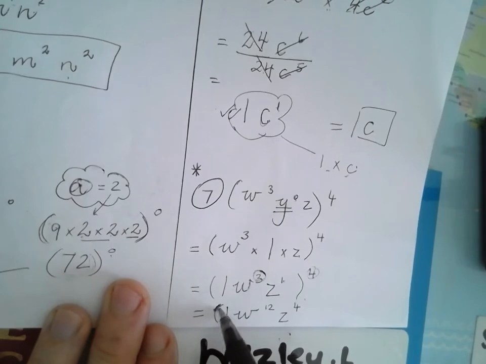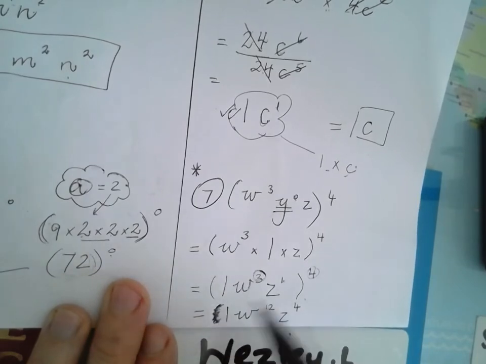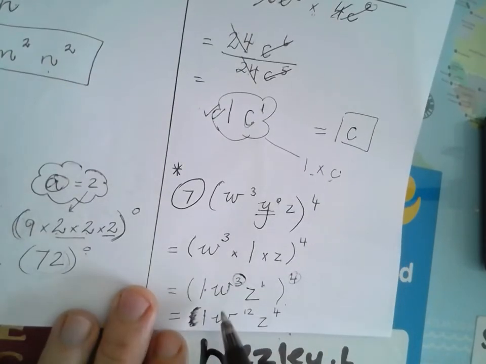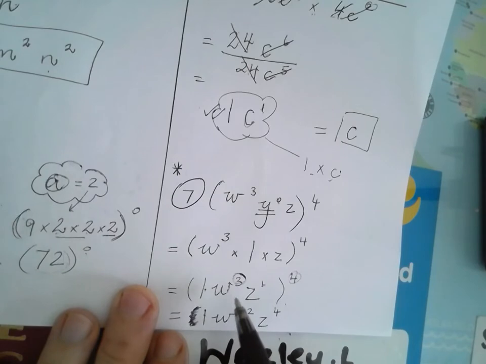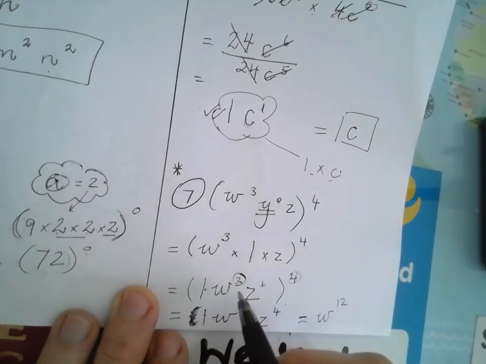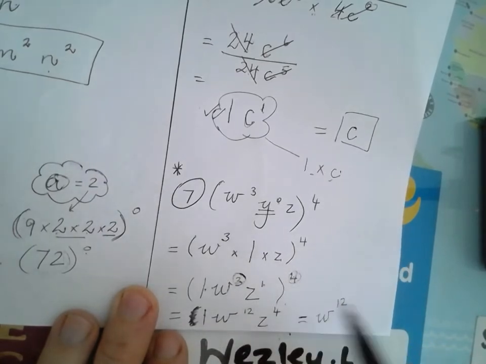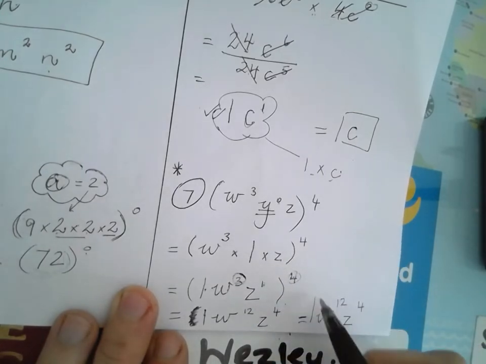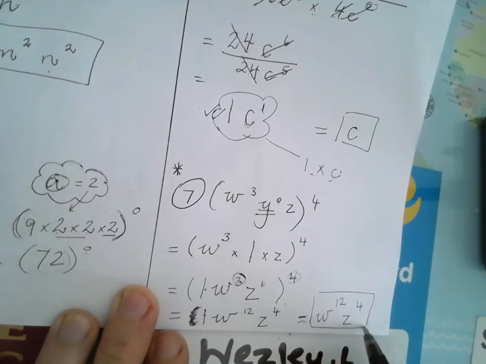Probably don't put that bracket there because we're trying to get rid of the brackets. So the 1 can come through. It's eventually going to disappear because 1 doesn't have an impact on the value of things, does it? 1 times something. But we've simplified this now to W to the 12th, because we kept the base and we multiplied our powers with index law 3. So this here is our answer.